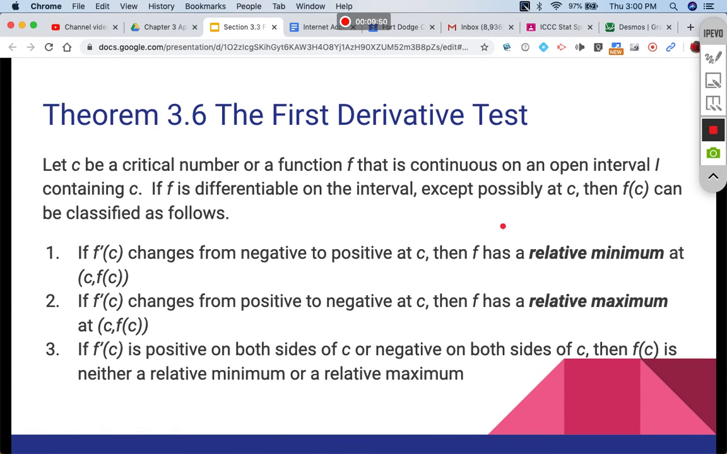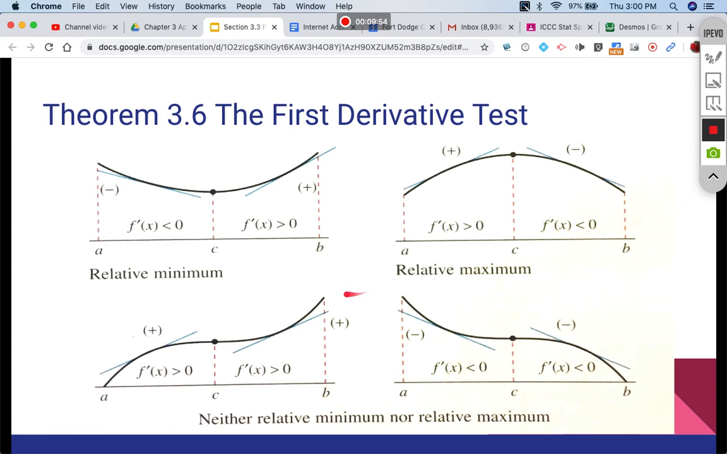It makes a little bit more sense maybe if we look at it with pictures. So on here, it's negative and it switches to positive. This point where it switches from negative to positive is my relative minimum. This point where it switches from positive to negative, that's going to be my relative maximum.